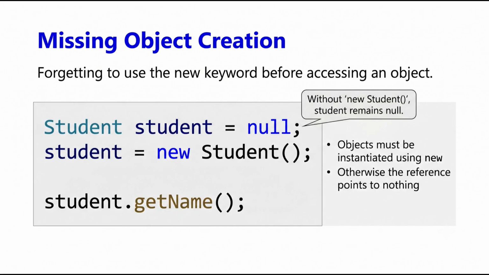Another common cause is forgetting to create an object using the new keyword. Notice that initially the student reference is null. Only after using new Student does Java allocate memory and create an actual object. Without that object creation step, any method call on student would result in a null pointer exception.